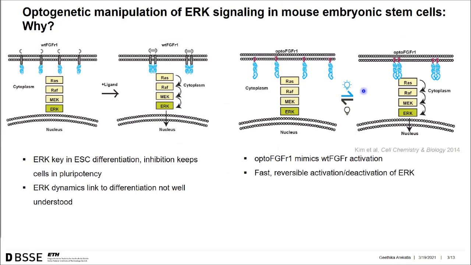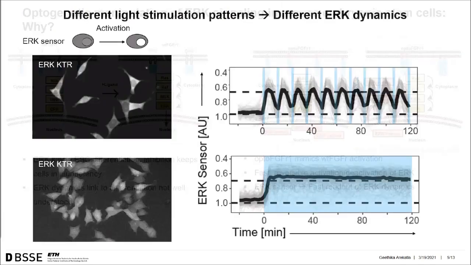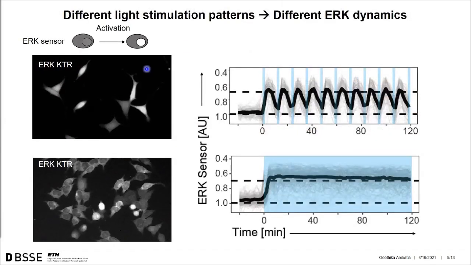And not only were we manipulating ERK, we were also interested in visualizing the response to this manipulation. So we introduced this ERK sensor, which is fluorescently labeled. And when it's inactive, it's in the nucleus. But when you activate it, it translocates to the cytoplasm. So we wanted to simultaneously manipulate this pathway and also read it out at the same time. And that's exactly what we did.